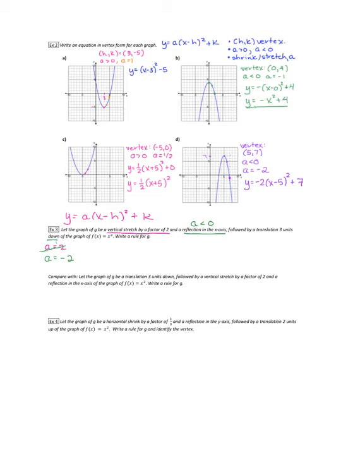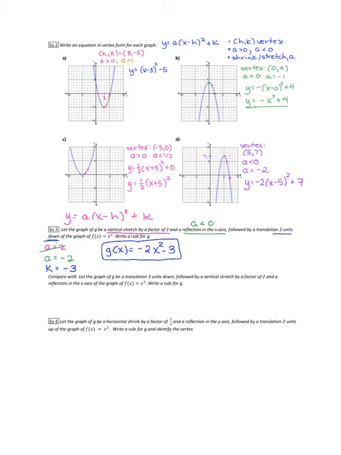3 units down is your k value. So k is going to be a negative 3. And then that's our graph. So g of x is going to equal negative 2x squared minus 3, putting it all together. So we dilated by 2, did a reflection over the x-axis, and shifted down.